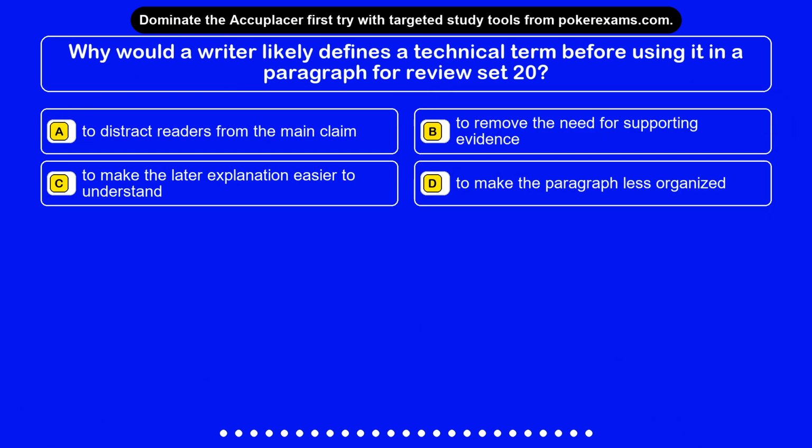Question 16. Why would a writer likely define a technical term before using it in a paragraph for review set 20? Option A. To distract readers from the main claim. Option B, to remove the need for supporting evidence. Option C, to make the later explanation easier to understand. Option D, to make the paragraph less organized.